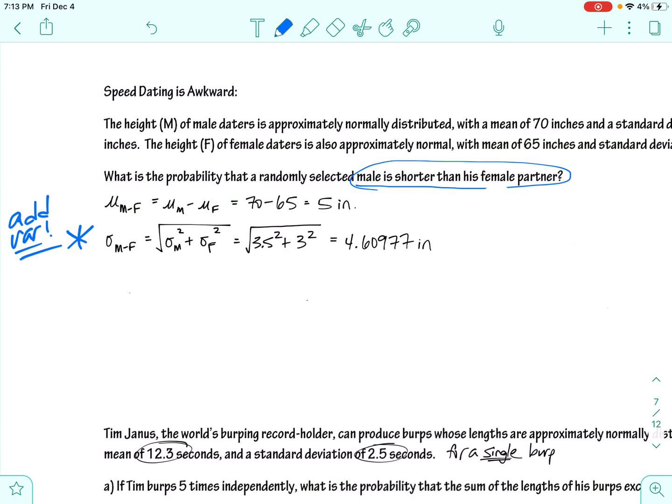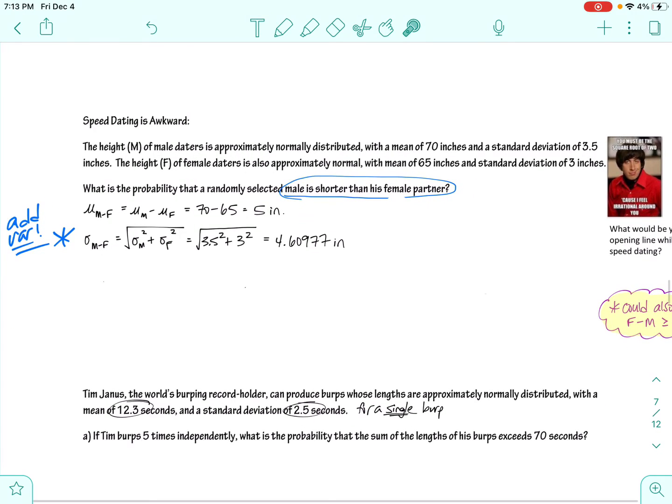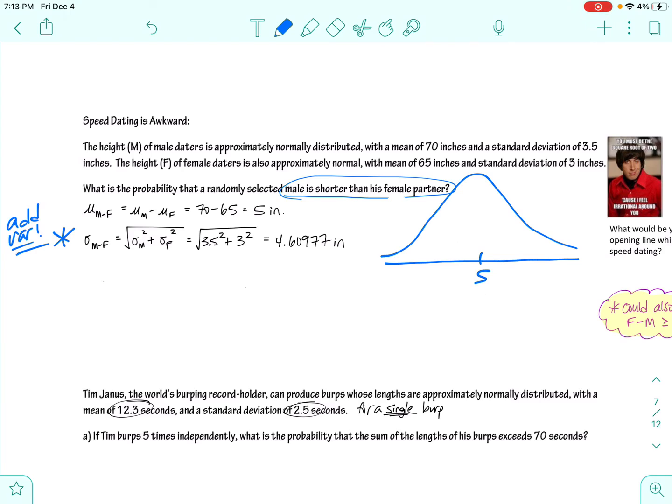So this is how we do that. We get 3.5 squared plus 3 squared. Those are the two standard deviations we were given up here in the problem. We are adding them together after we square them and then take the square root. So finally, what I have here is the distribution of the difference for males and females with 5 right in the middle, and my standard deviation is almost 5 units.